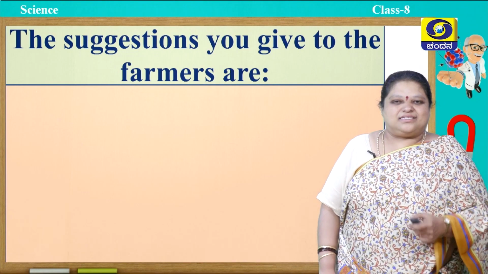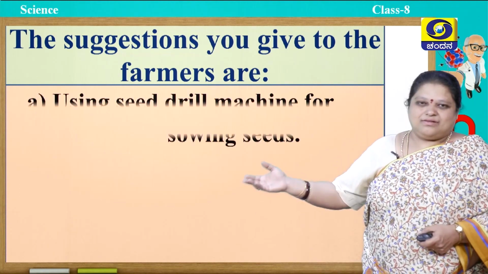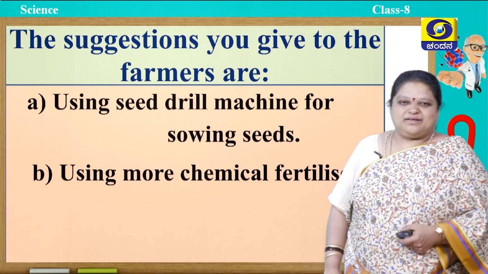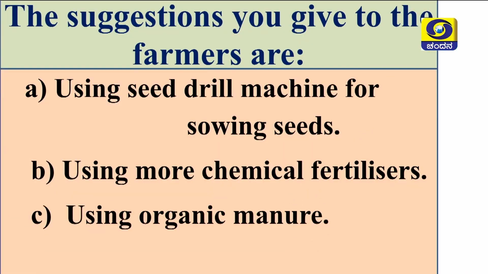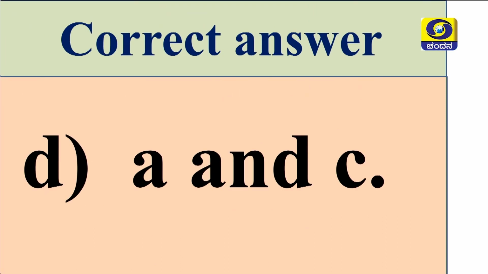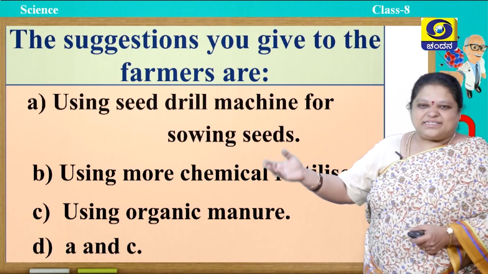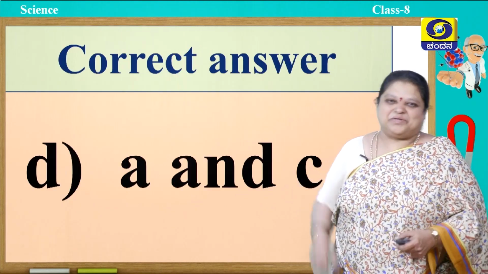Next, what suggestions would you give to the farmers? First one, using seed drill machine for sowing seeds. Next one, using more chemical fertilizers. Third one, using organic manure. And the fourth one, A and C. So the correct answer is A and C. So what are A and what are C? A is using seed drill machine for sowing seeds and C is using organic manure.